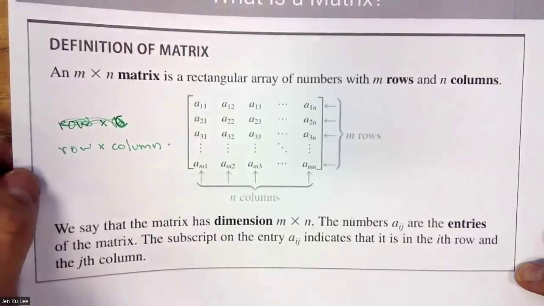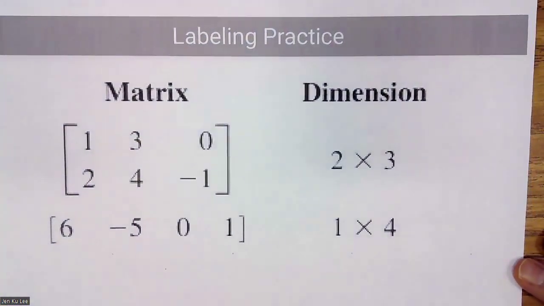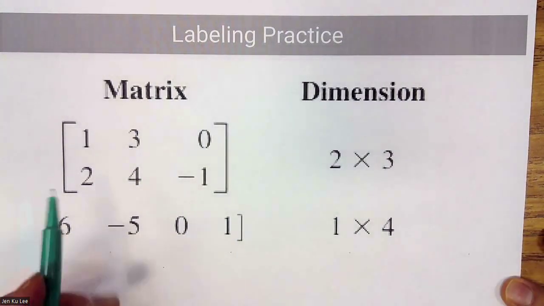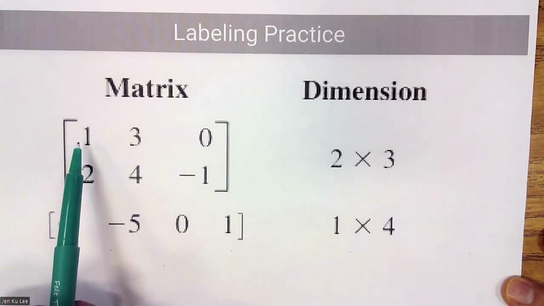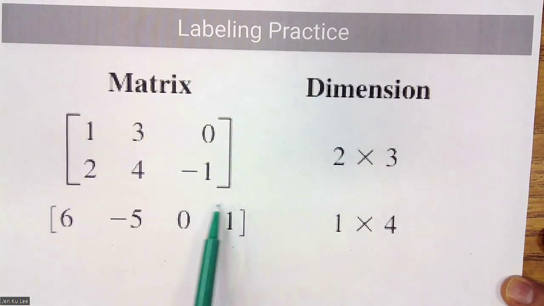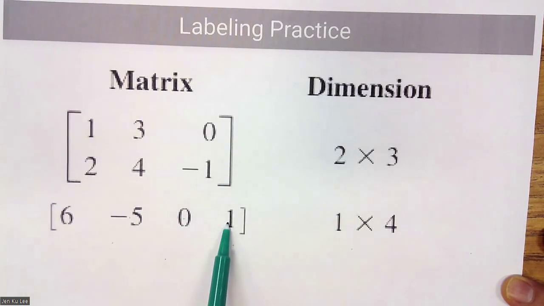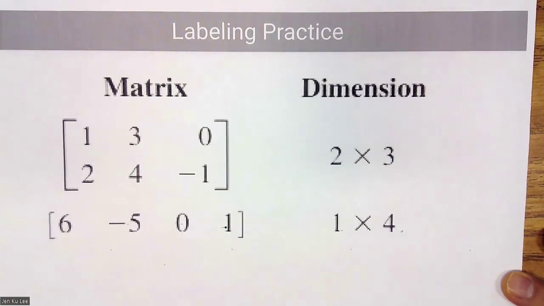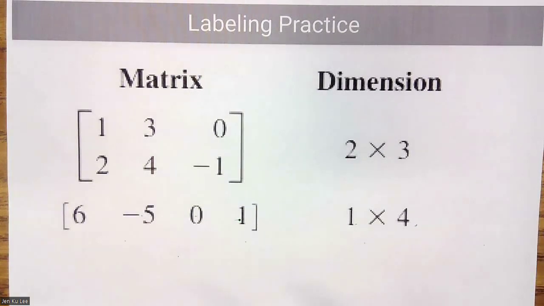A way to label them is here. This matrix has two rows and three columns, so it's 2 by 3. Here in this matrix, we have one row and 1, 2, 3, 4 columns, so it's a 1 by 4. All right, pretty simple.